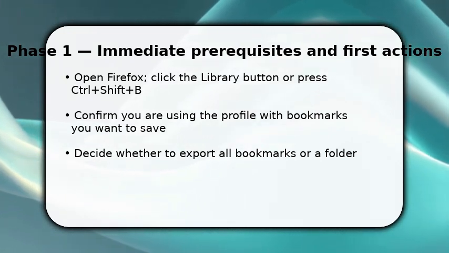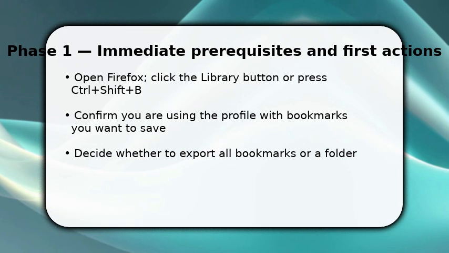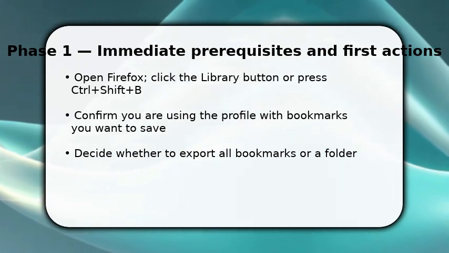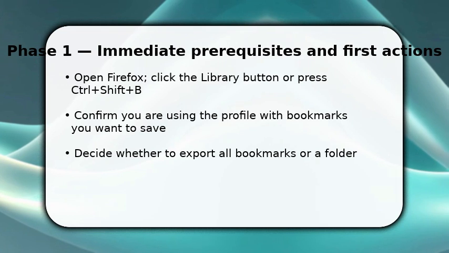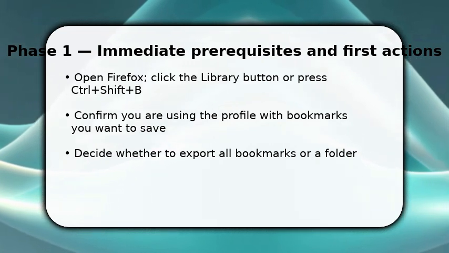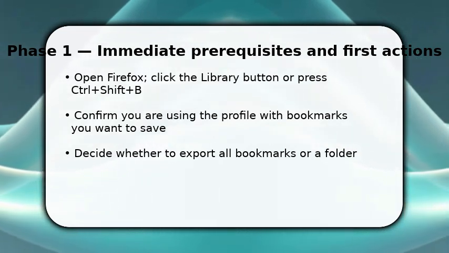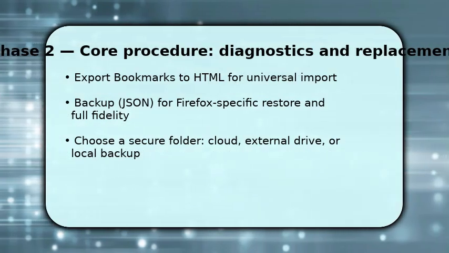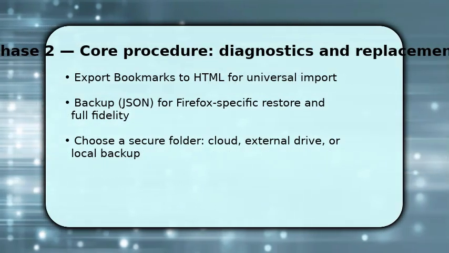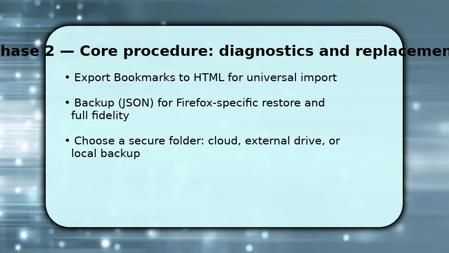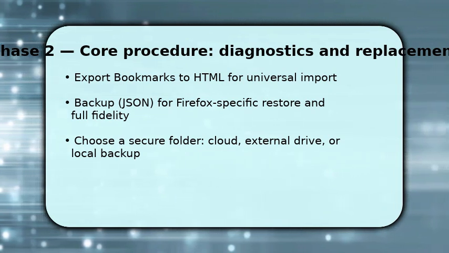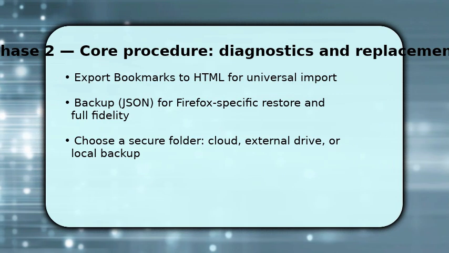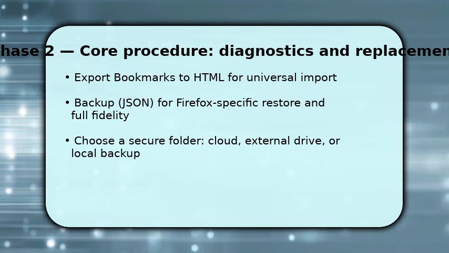Next, click Import and Backup in the library toolbar. You'll see Export Bookmarks to HTML and Backup, JSON. You'll use Export for portability, Backup for Firefox Restore. Now decide which format suits your needs. Export to HTML if you want universal compatibility with other browsers, or choose Backup, JSON, to preserve Firefox-specific structure for later restore. Click the option you want.